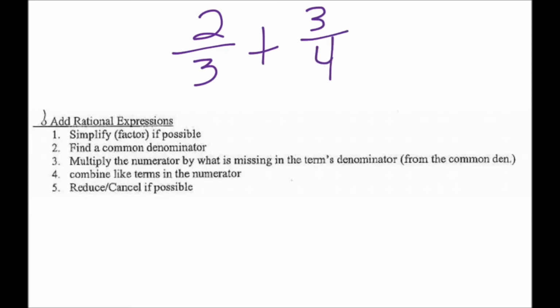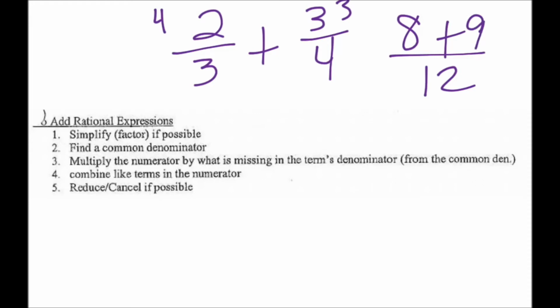In order to add fractions, we would have to find the common denominator. Common denominator for 3 and 4 is 12. So 12 divided by 3 was 4, times 2 was 8. Plus 12 divided by 4 was 3, times 3 was 9. 8 plus 9 was 17 over 12. That's basically what we're doing again. It's just that we're going to throw lots of letters at you too.